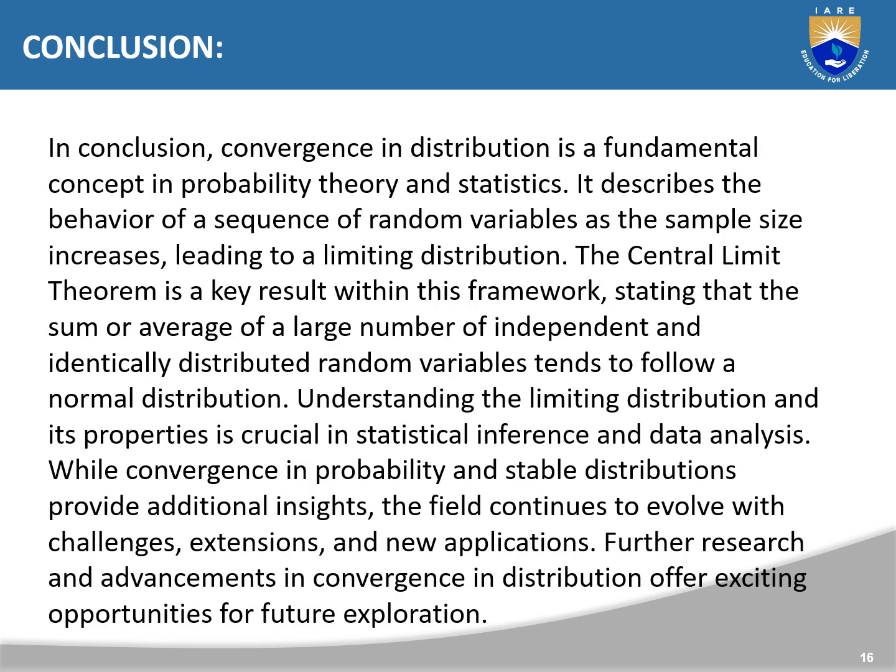Now let's look at the conclusion on convergence and distribution. In conclusion, convergence and distribution is a fundamental concept in probability theory and statistics. It describes the behavior of a sequence of random variables as the sample size increases, leading to a limiting distribution. The CLT is a key result within this framework, stating that the sum or average of a large number of independent and identically distributed random variables tends to follow a normal distribution.